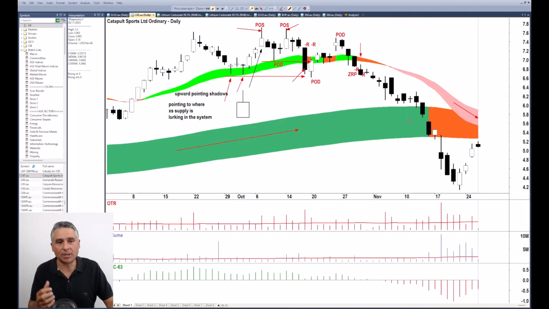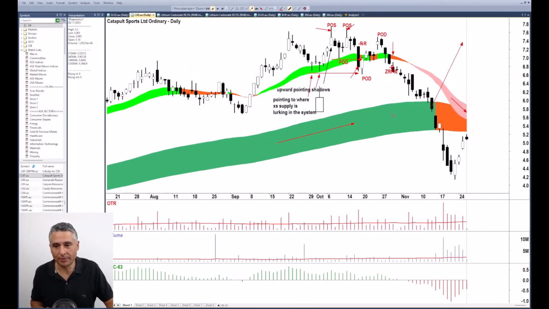And as good as you think Catapult Sports might be, we're accepting the outcome that the market is quite unsure. Let's say at the very best, the market is unsure. At the very worst, the market actually thinks there's something wrong here. Because if everything was going right for Catapult Sports in the market's eyes, it should have done that. It shouldn't have got beneath the long-term trend ribbon.